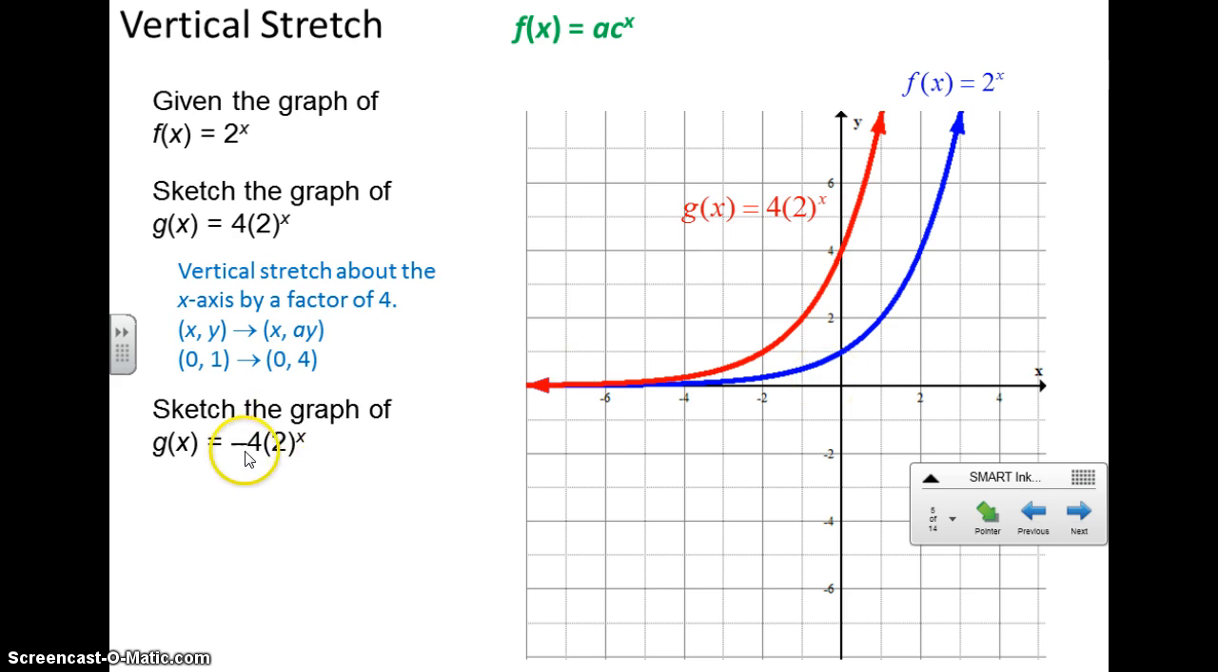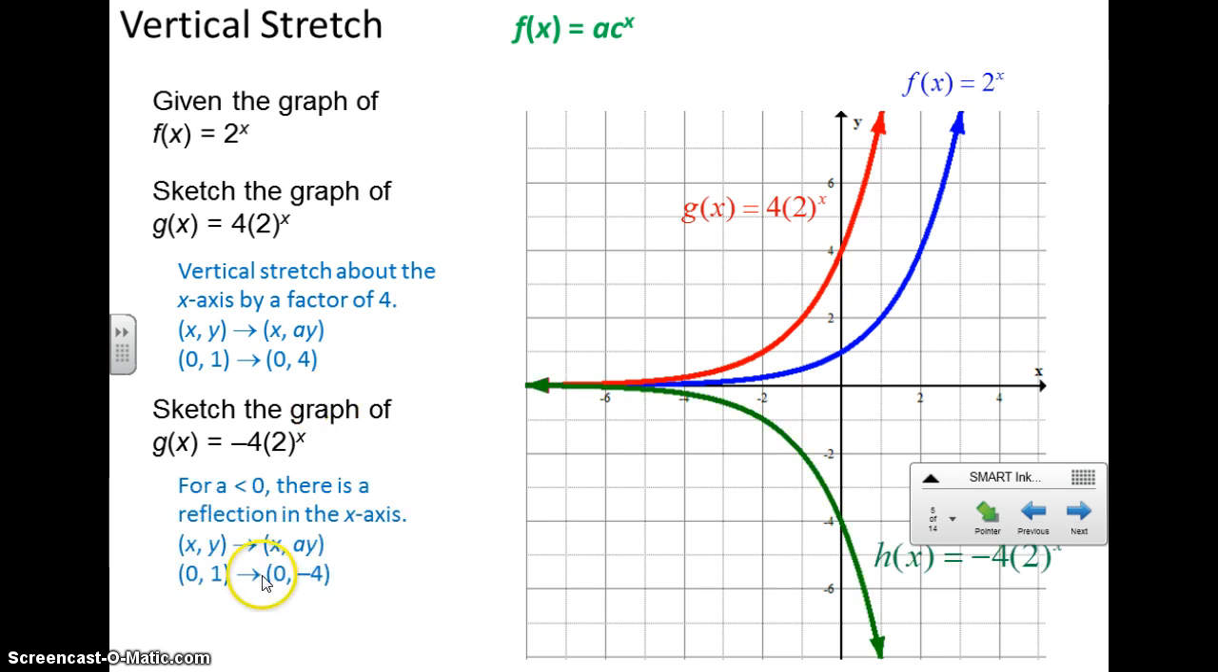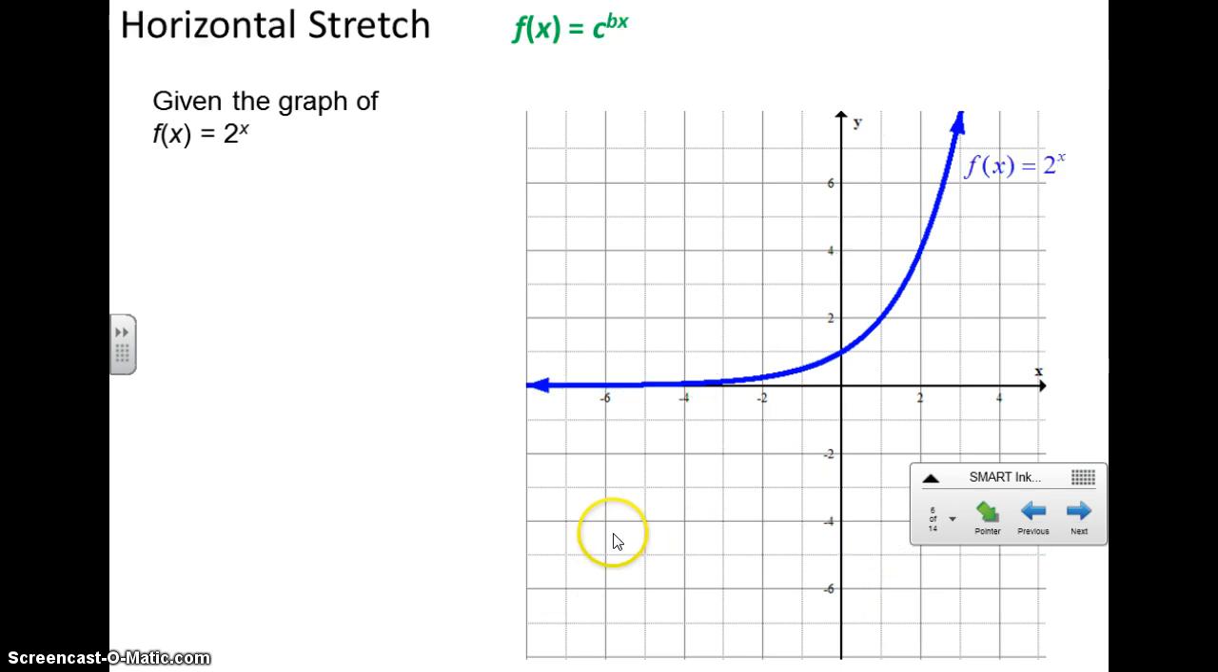What if you sketch minus 4 times 2 to the x? Well, that would be a vertical stretch by 4 and a reflection in the x-axis, making my new point (0, minus 4). Very similar to what we've seen before.